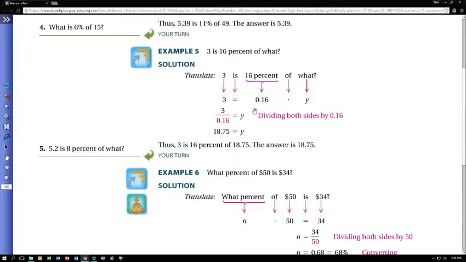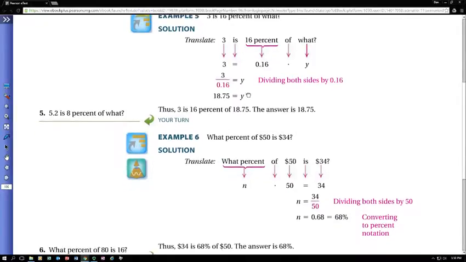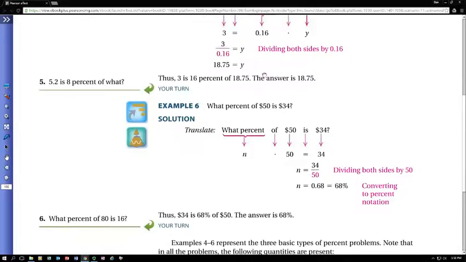So we get a simple equation of 3 equals 0.16 y. Well, I solve that equation by taking the reciprocal of 16 hundredths. I could say it's really 100 over 16 times both sides and get 18.75.